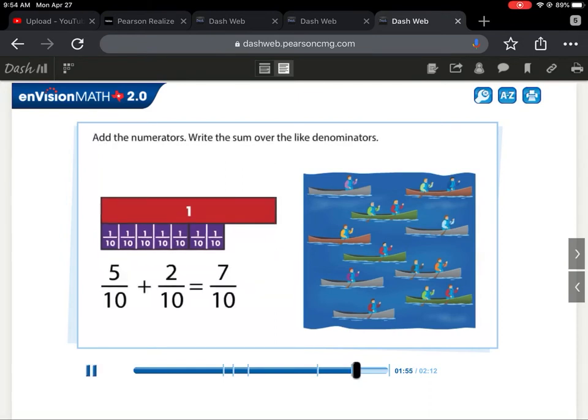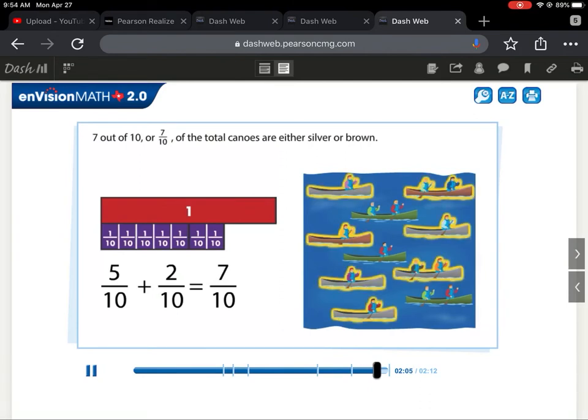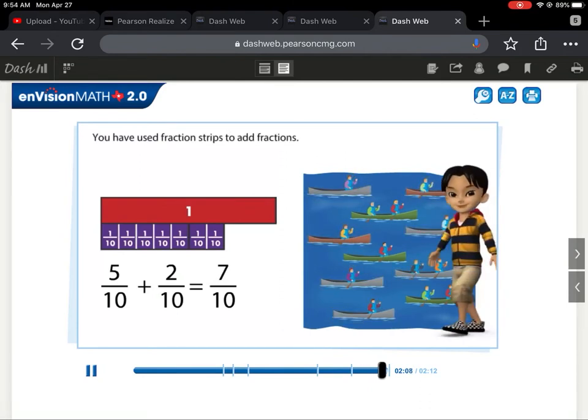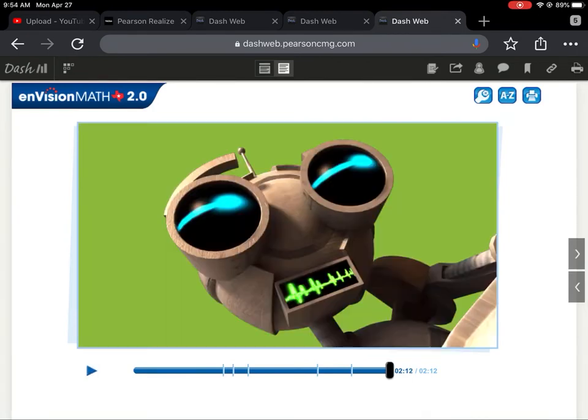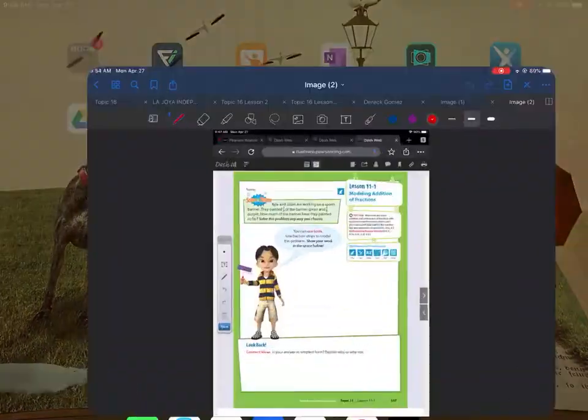Add the numerators. Write the sum over the like denominators. 7 out of 10, or 7/10 of the total canoes are either silver or brown. You have used fraction strips to add fractions.